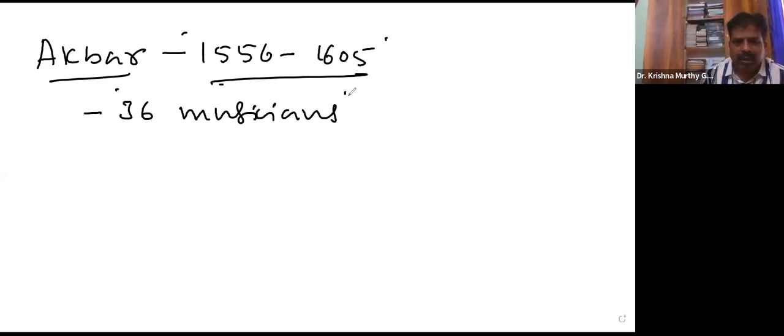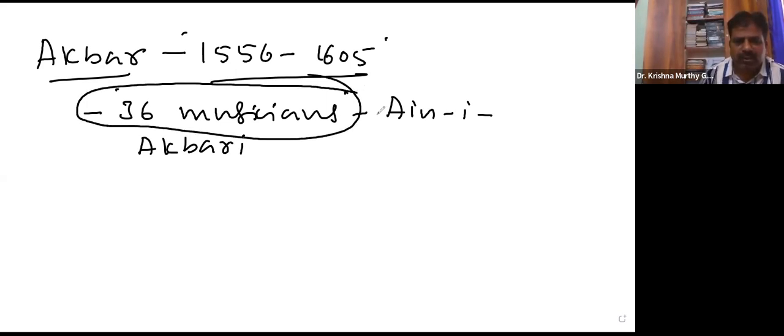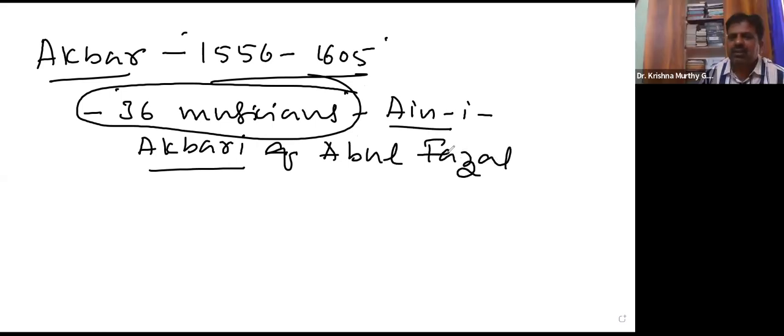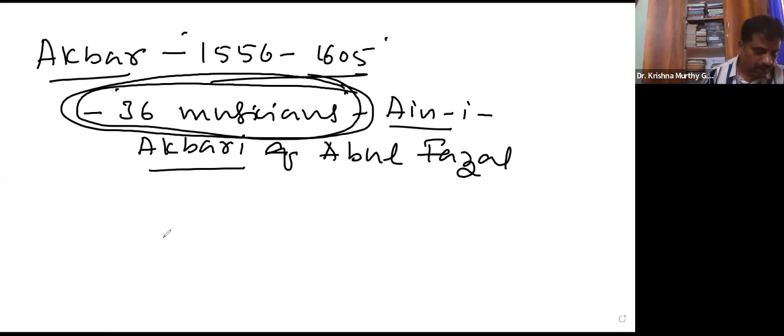Okay, for example, Ain-i-Akbari. Ain-i-Akbari mentioned the 36 musicians in the court of Akbar. Who was the author of the Ain-i-Akbari? Abul Fazl. Abul Fazl, okay. Ain-i-Akbari mentioned the 36 musicians in the court of Akbar. So that's a major contribution from his side.